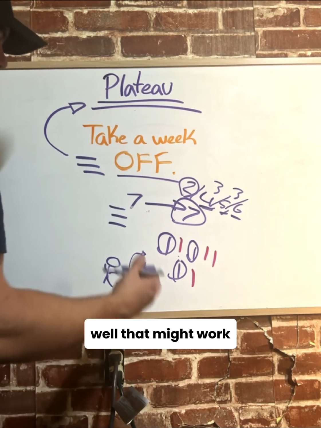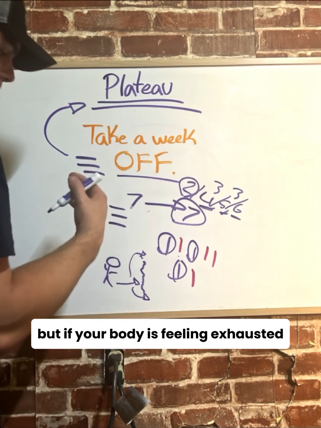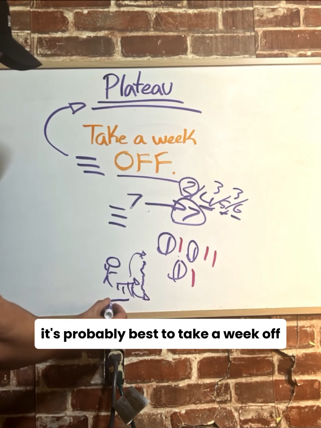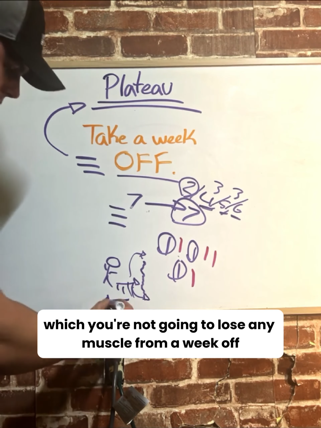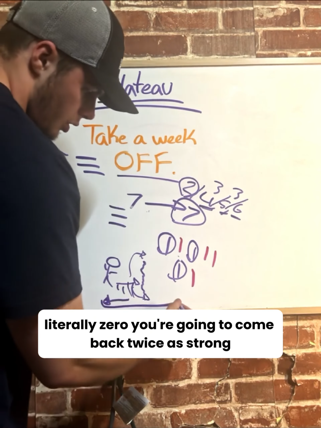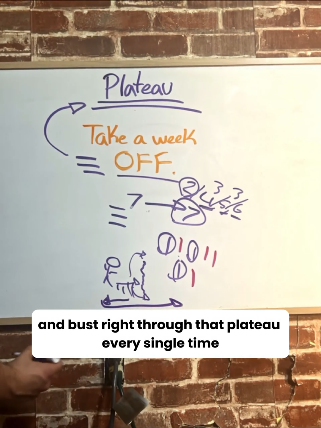Well, that might work. But if your body is feeling exhausted, if you're feeling super stressed out due to work, if your sleep quality is getting worse, if you notice that you're skipping meals, it's probably best to take a week off, and you're not going to lose any muscle from a week off, literally zero. You're going to come back twice as strong and bust right through that plateau every single time.